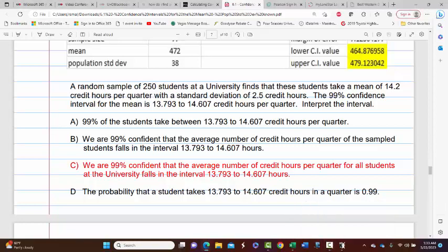And now let's go back and look at the wrong answers. Now this A is wrong. 99% of the students take between those credit hours per quarter. That's not what it means.